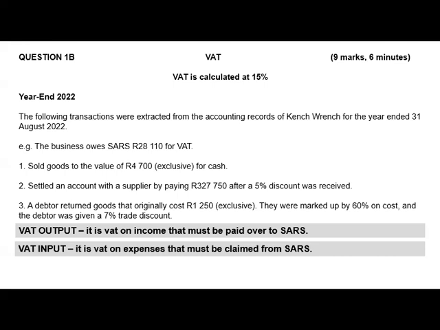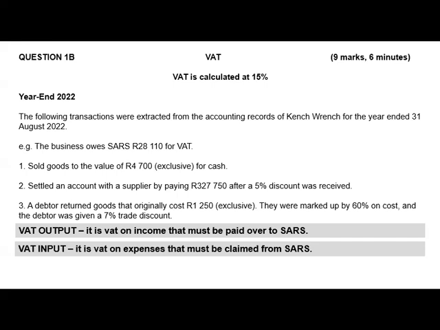Claim input. Output is what needs to be paid. It goes out to SARS. Input comes into the business. We can claim it from SARS. We have already paid it. We can claim it from SARS. Okay, let's read the first one.